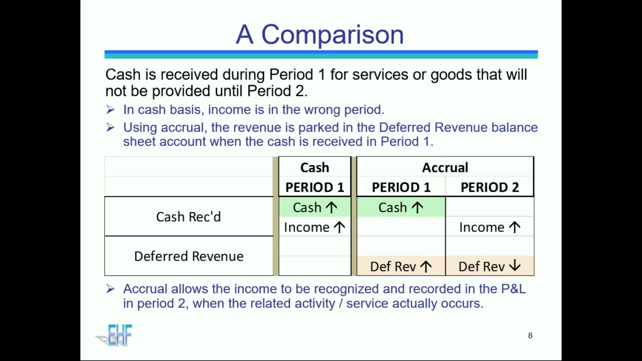If there is any chance that your organization would be liable to refund the cash if the service is not delivered, using accrual accounting to record it as deferred revenue until the income is earned is your safest bet.